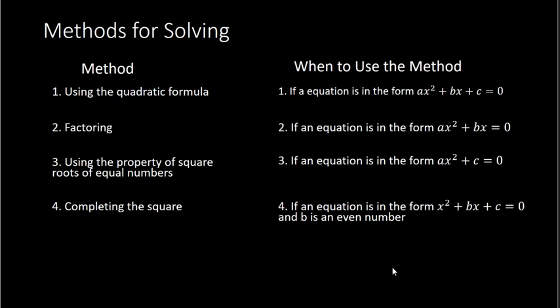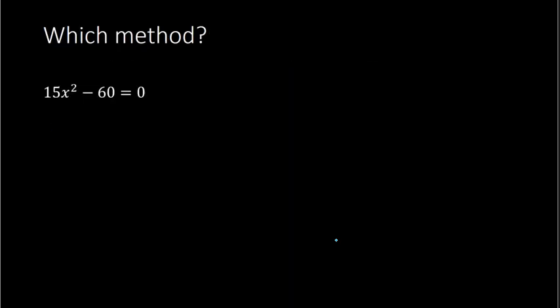And by the way, I should note that there's not always just one method you can use, but you could have multiple methods that would give you the same answer. So the question is, which method would be the easiest to use? Here we have a few examples where you will have to determine which method would be the best approach to solve the equation. Here we have 15x squared minus 60 equals 0.